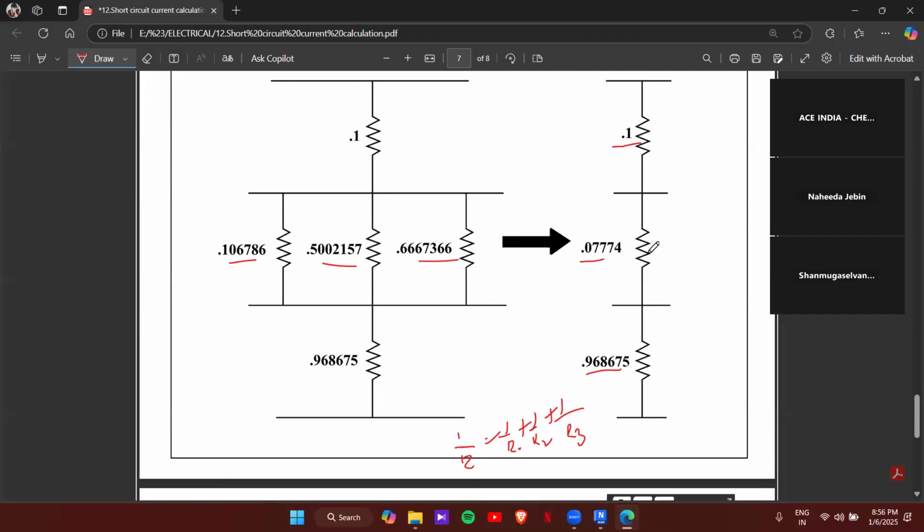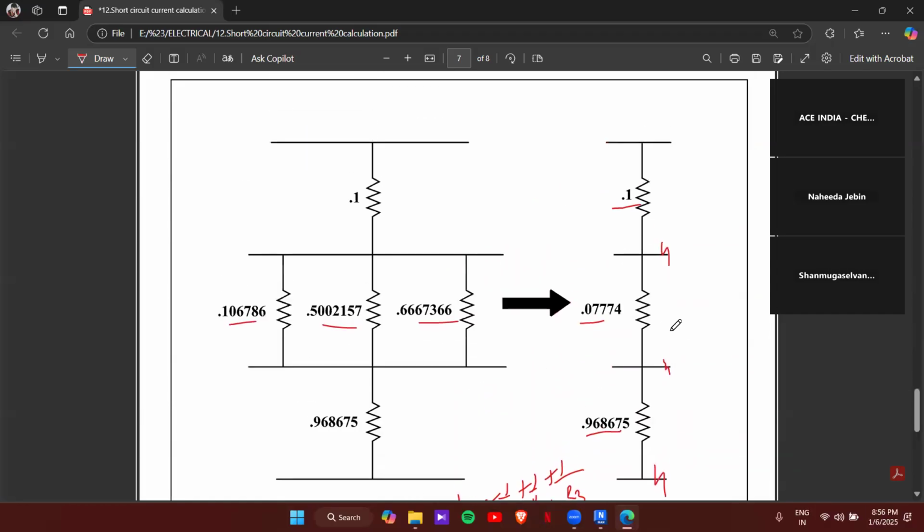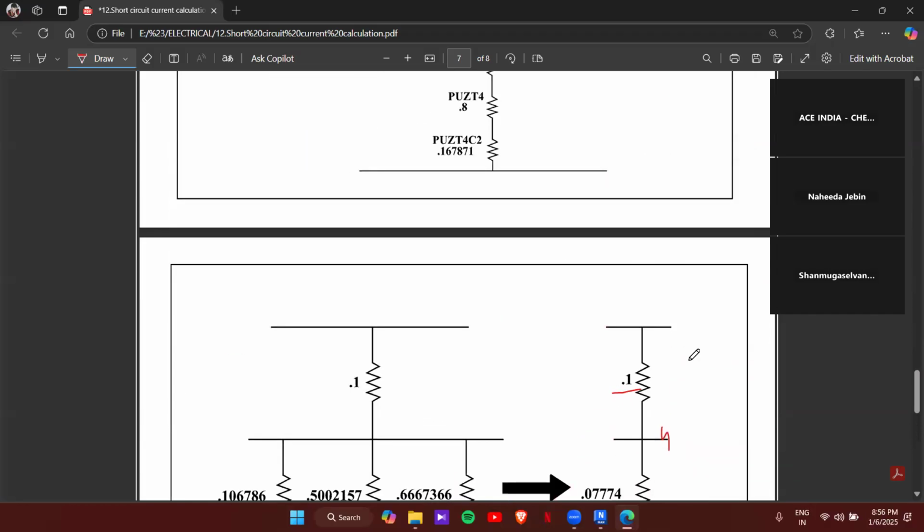So we got the total per unit impedance of equipment and cables. Now we have to find out the short circuit at fault 1, fault 2, and fault 3. The other three things we have to find out. Clear till here? Any doubts? So this is the first step we have to do after we got the per unit impedance values.